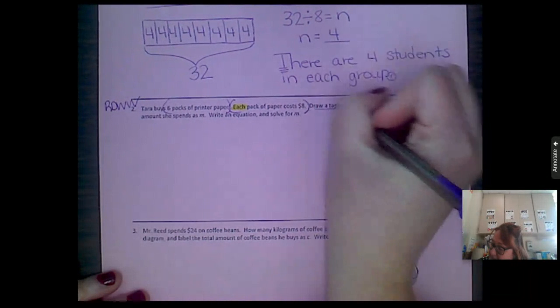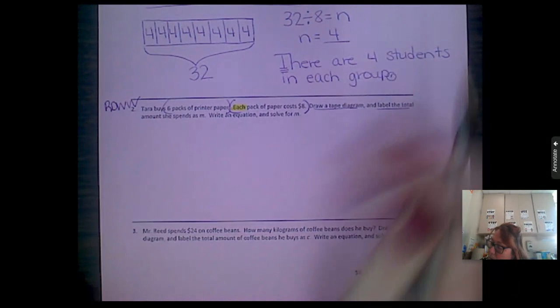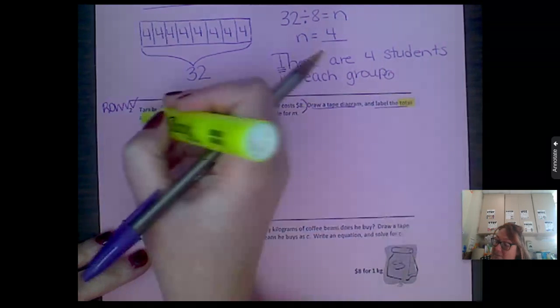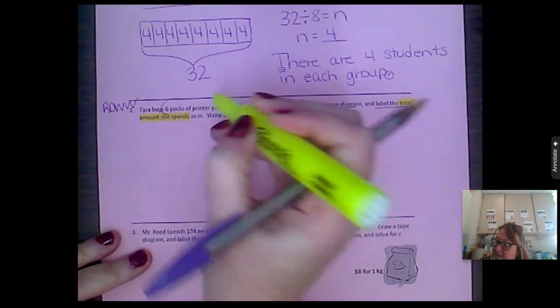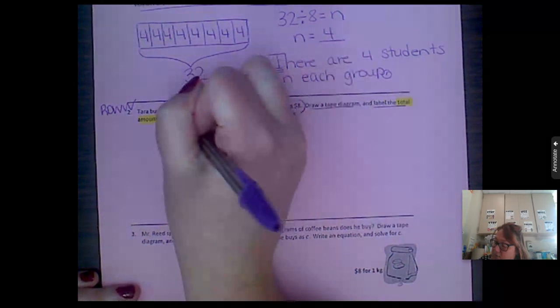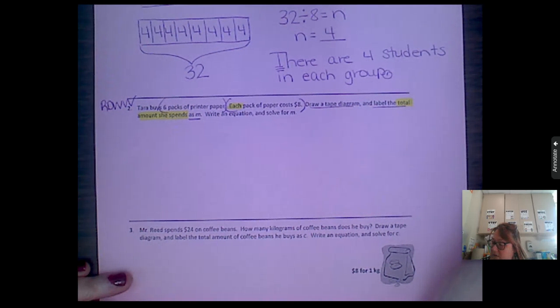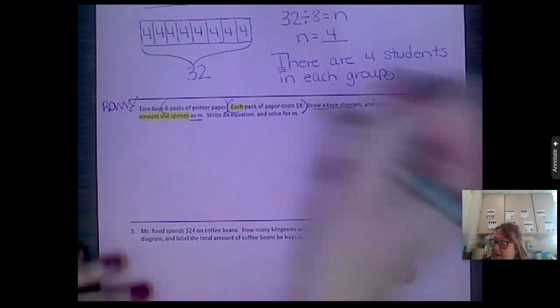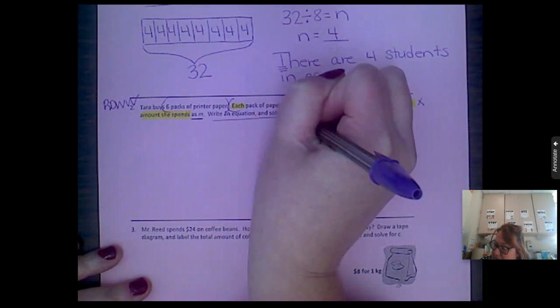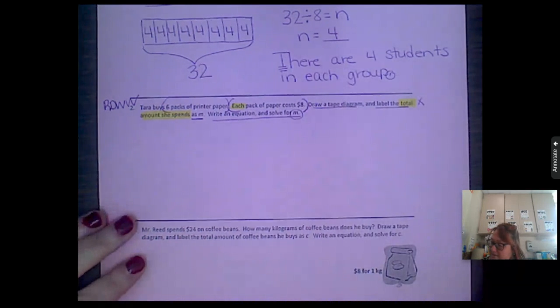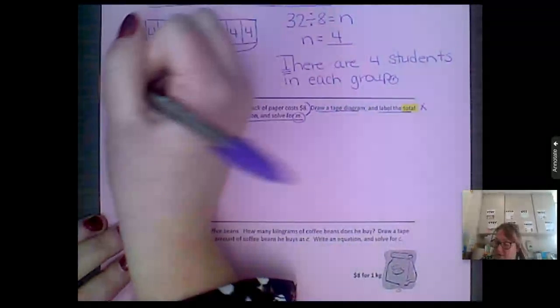Draw a tape diagram. Label the total amount she spends as M. So we don't know the total. So we're looking for the total amount. So that is telling me that I think that we're going to be multiplying. Do you agree? Okay. And then we want to write an equation and solve for M. All right. I think I set myself up good. How did you do with your read?